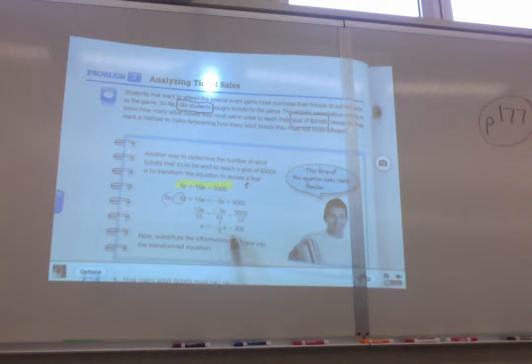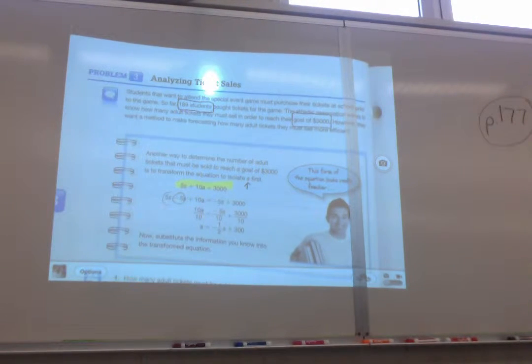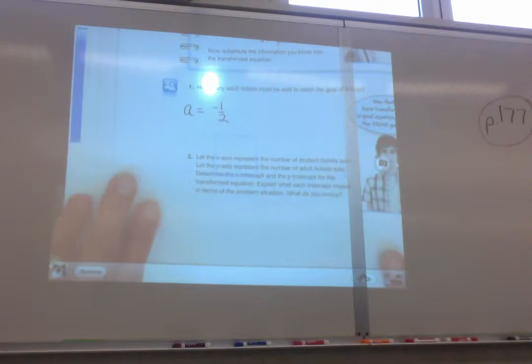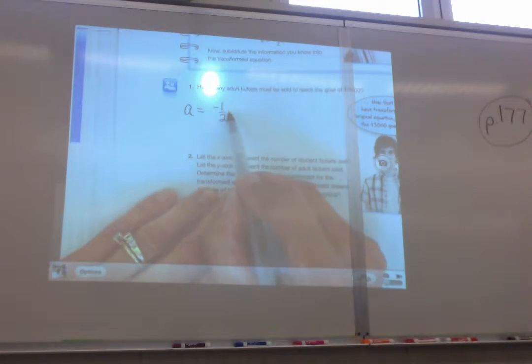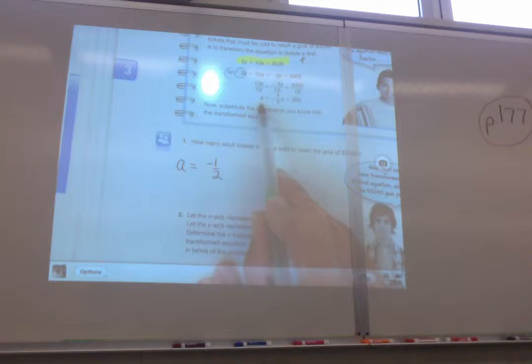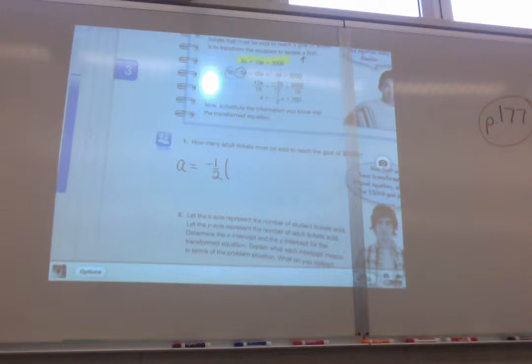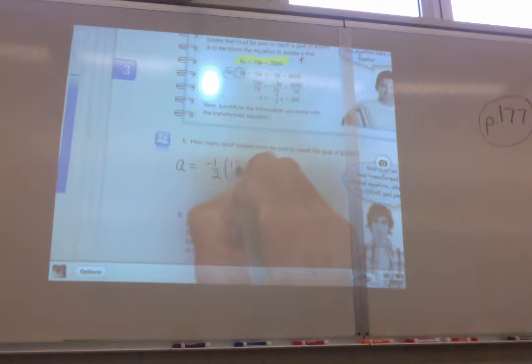So here we go. Here's our equation. How many adult tickets must be sold to reach the goal of 3,000? Okay, so we have A equals negative 1/2 S plus 300. I've got an S right here in my equation. I'm going to use this equation now to answer some questions. A equals negative 1/2 S. What am I going to put in instead of S? 189. In this instance, I know about 189.